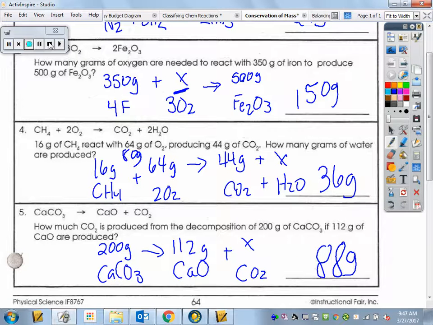Alrighty, so that's some balancing equations. You need to do 1 through 7 on the balancing equation worksheet, because it would just require too much work to do all 15 of them. So just do 1 through 7, and that should be it.